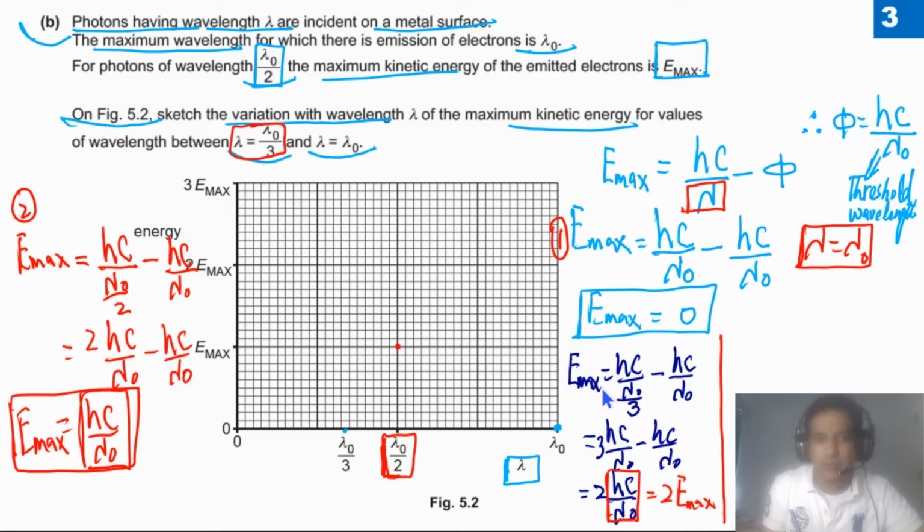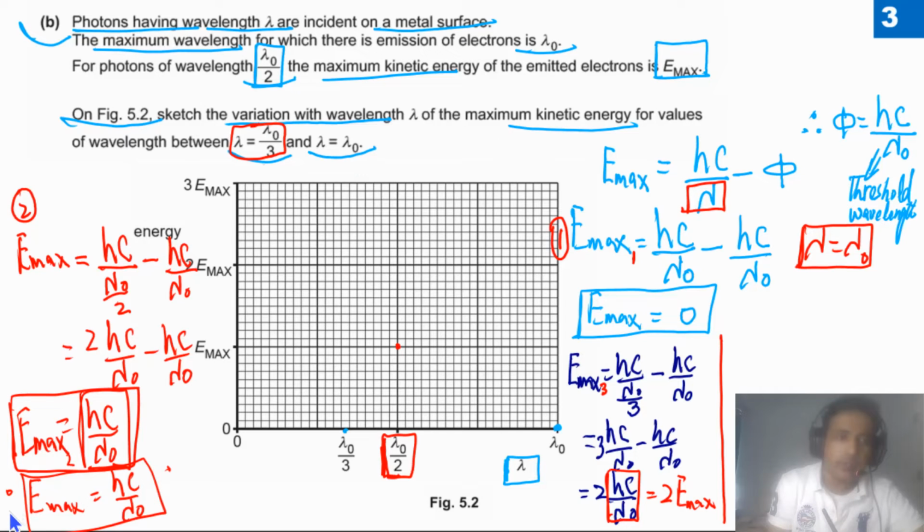So this one you can call E max 3, this one E max 1, and this one E max 2. And E max 2 is equal to E max, which is hc over lambda naught. This is given in the question: when the wavelength is equal to this value, E max is equal to this. So this one is 2 E max. We can mark this point.